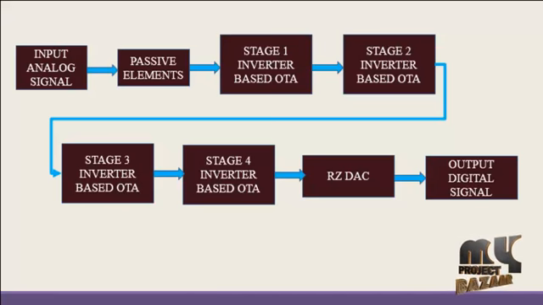In this flow diagram, the input signal is an analog signal. The process is analog to digital conversion, so the input signal is an analog signal. Then that analog signal is fed into inverter based OTA stage 1 through passive elements, and after that the output of the first stage inverter based OTA is fed into the second stage, and the second stage output will flow through the third stage of inverter based OTA. After that the output will be fed into stage 4 inverter based OTA, and then that output will go to the output digital signal block, before that through the RZDAC.